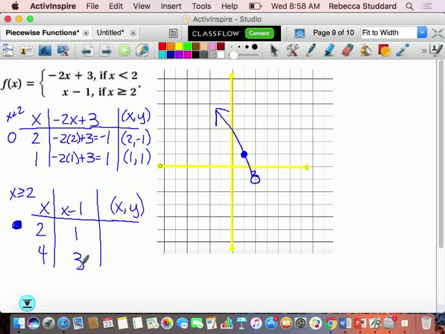So I'm going to go and plot the point 2, 1 with an open circle. Closed, I said open, didn't I? I'm sorry. Closed circle, and then 4, 3. 1, 2, 3, 4, 1, 2, 3. And because we're wanting to go greater than or equal to, we're going to draw the line to the right. And that is your piecewise function.